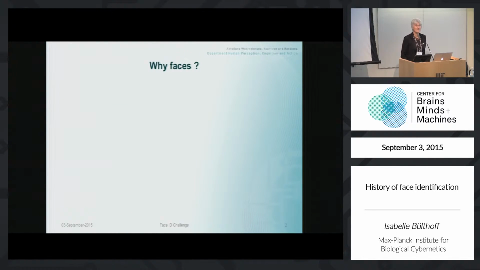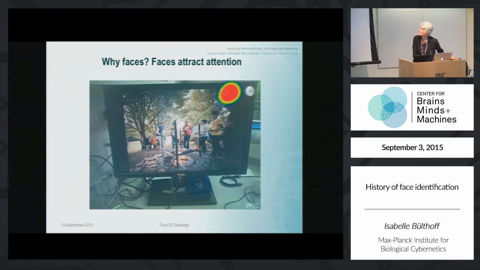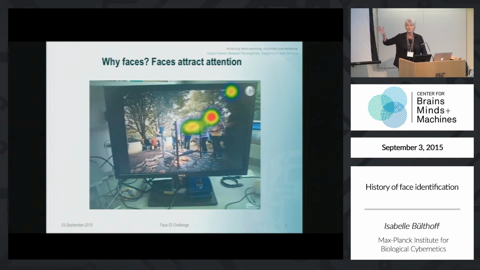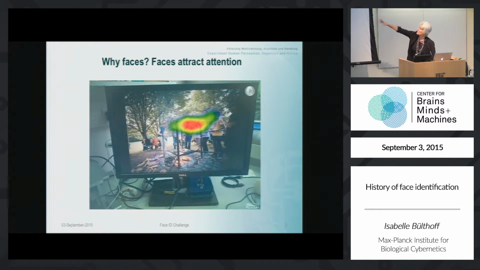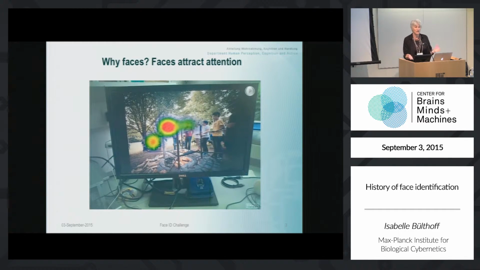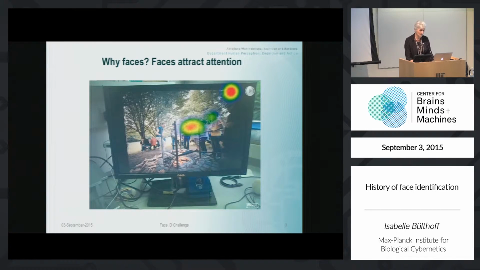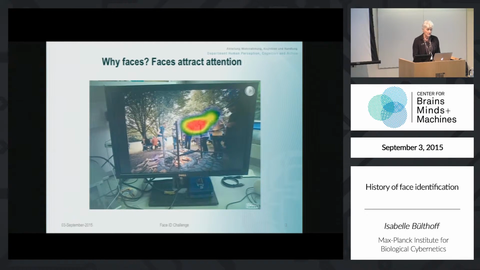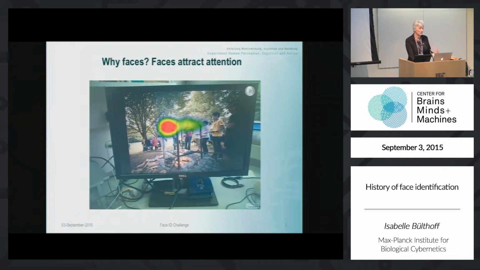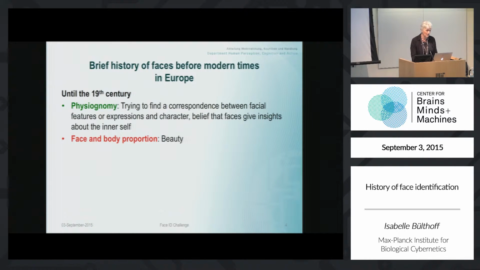When you speak of identification, at least for human identification, you automatically think about faces. Why faces? Because in fact, we have bodies, we have hands. One explanation is given here: if somebody is asked to look at a scene, his gaze goes automatically first to the faces. So faces are what attract attention.